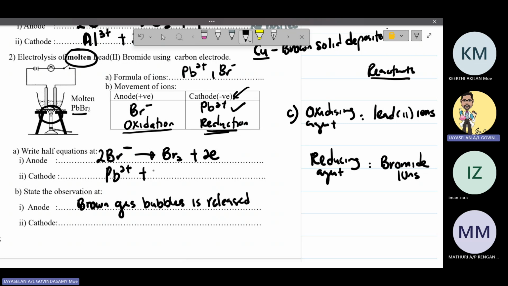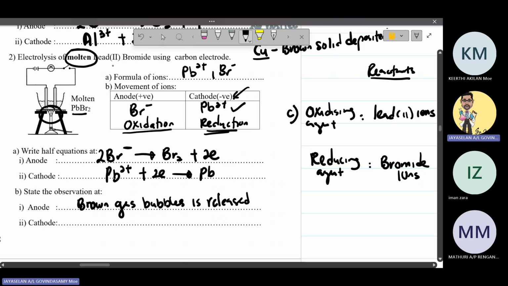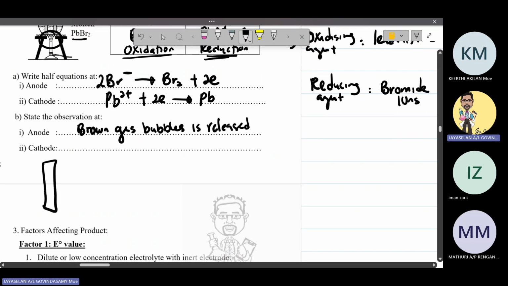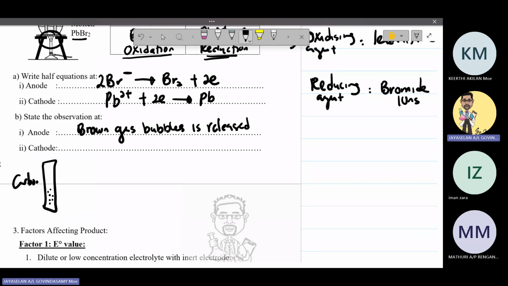Okay, Pb2+ accepts 2 electrons to become Pb. What will happen at the cathode? Cathode dia guna electrode apa? Dia guna electrode carbon. So kamu akan nampak dot akan tapal. Apa dot ini? Dot ini Pb.